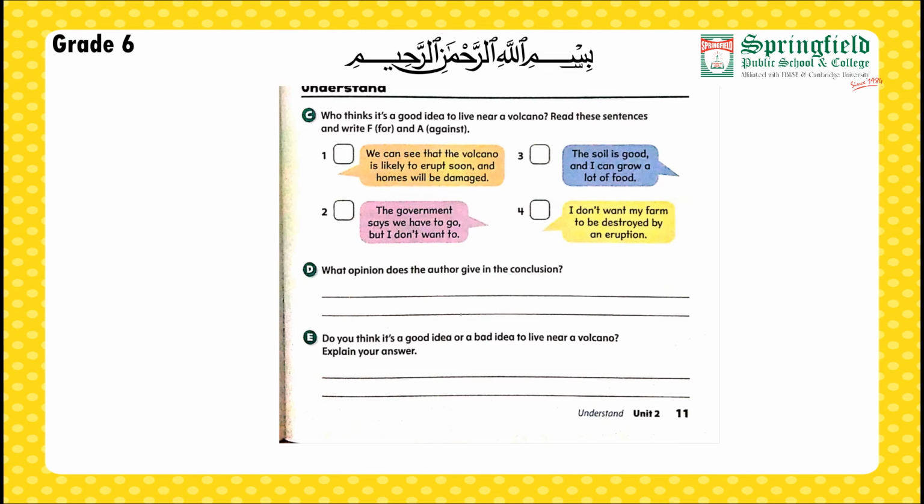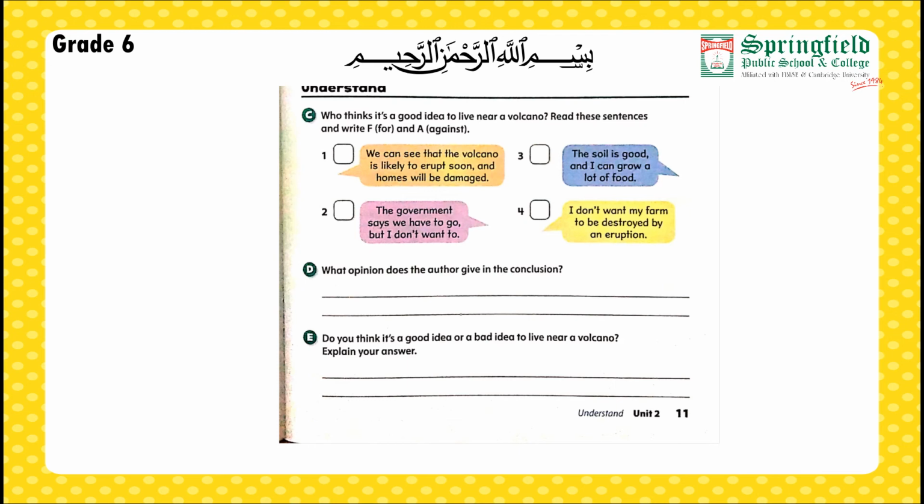Exercise C. Who thinks it's a good idea to live near a volcano? Read these sentences and write F if you are for it and A if you are against it. Number 1. We can see that the volcano is likely to erupt soon and homes will be damaged. Number 2. The government says we have to go, but I don't want to. Number 3. The soil is good and I can grow a lot of food. Number 4. I don't want my farm to be destroyed by an eruption.